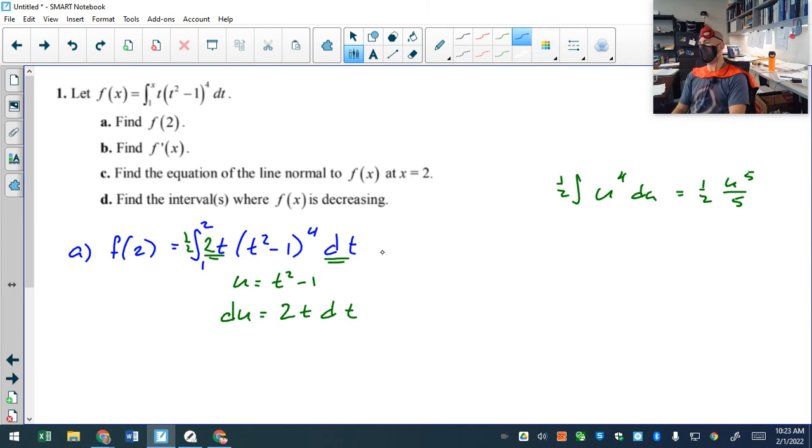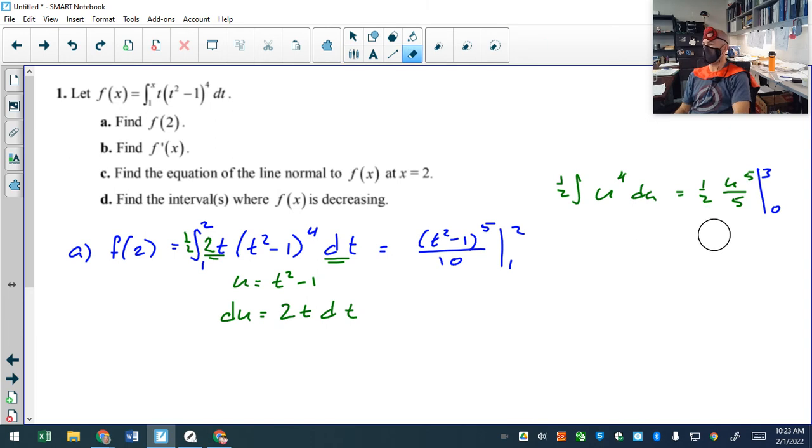So then back to this, it's u, t squared minus 1 to the 5th over 10. Then I need to evaluate from 1 to 2. You also have the option of converting your limits of integration to corresponding values of u. If you plug in 1 and 2, your corresponding values of u would be 0 and 3, and then you could evaluate this over here from 0 to 3. As long as you get the right numeric answer in the end, you're good.